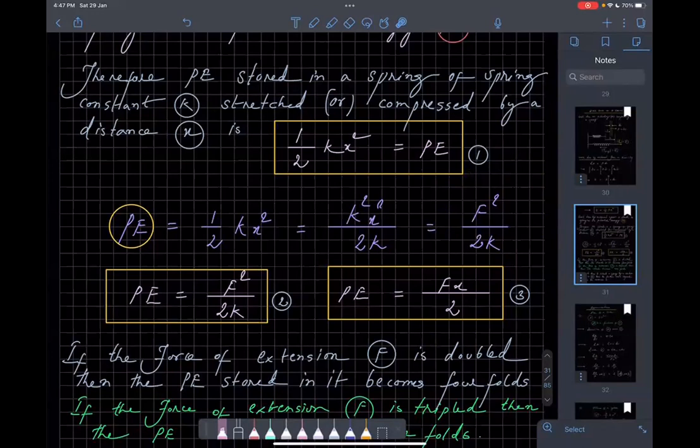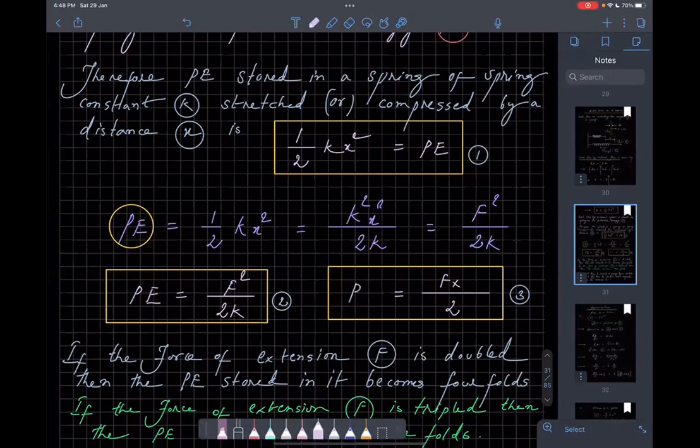In fact, if you see, before extension, force applied is 0. After extension, force applied is f, right? Slowly we are increasing force from 0 to f. What happens? F by 2, right? So work done can also be written as average force into displacement. So F by 2 into x. That is also one way of writing the potential energy or work done. Clear?